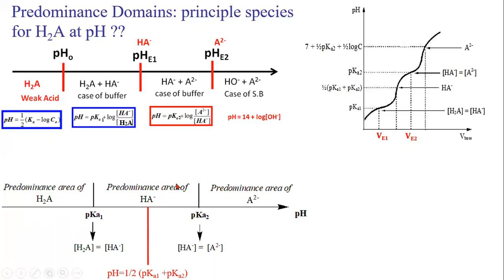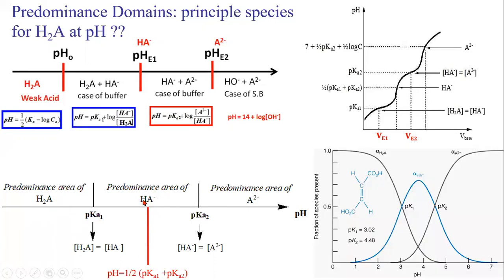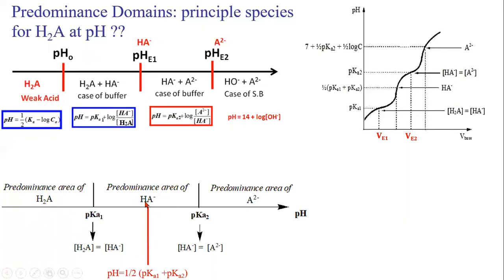Better yet, do a third point here, which is when I have only HA minus in solution, only. So HA minus in solution is at my equivalence point, that's when I have half of pKa1 plus pKa2. Do a calculation of that, and then you would actually see exactly what buffer region you should be considering.